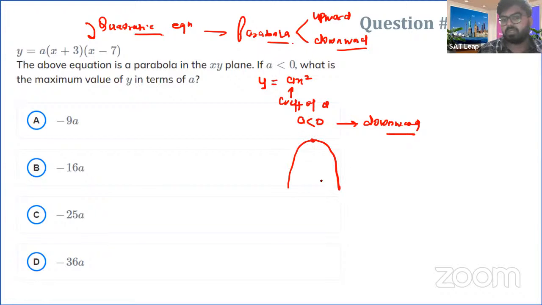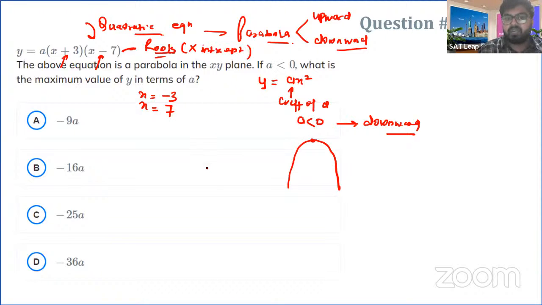Now, this equation is given to you in the factored form. And when the equation is given to you in the factored form, what can you find? You can find the roots, right? So if I ask you what the roots of this equation are, the roots are x equal to -3 and x equal to 7. All you need to do is equate each factor to 0 and you get the roots. And what is a root? We have just talked about in the initial questions that a root is nothing but the x-intercept of the parabola, right?